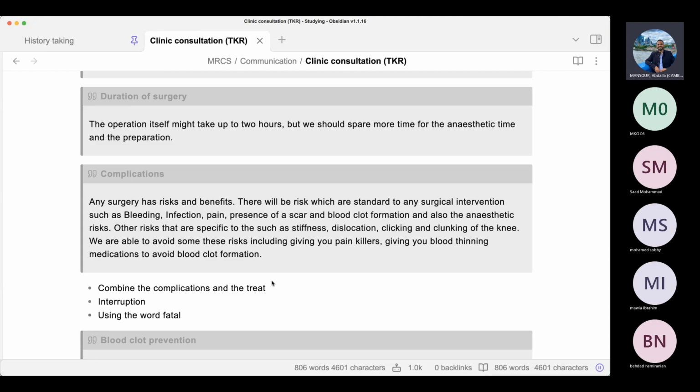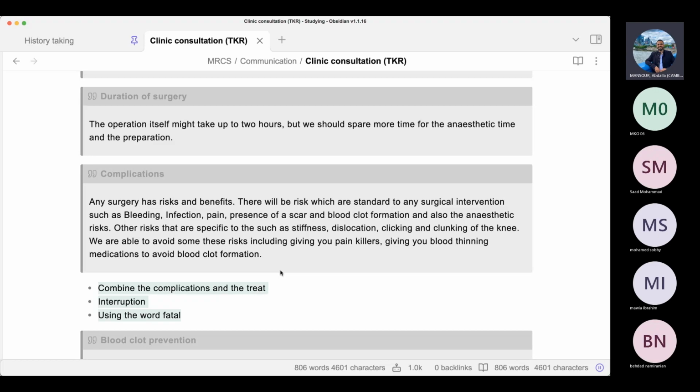All right. And also, when you're explaining the complications or the risks of surgery, in my opinion, this is the most tricky part of the scenario. And you need to be really smart doing it. So the way I prefer doing it is to combine the complication and the treatment. By the way, these words are specifically for you. It's not part of the notes. I was just writing it for you. So try to combine the complication and the treatment.